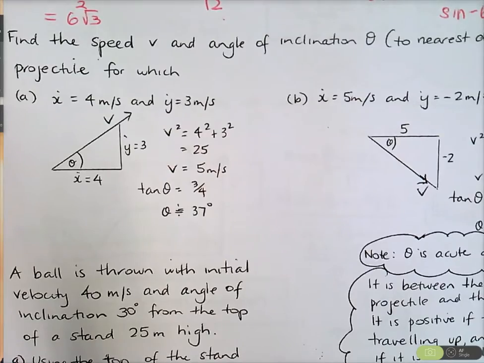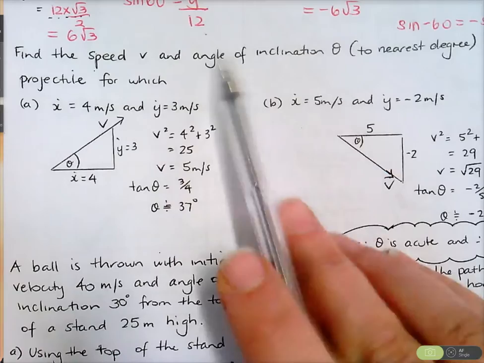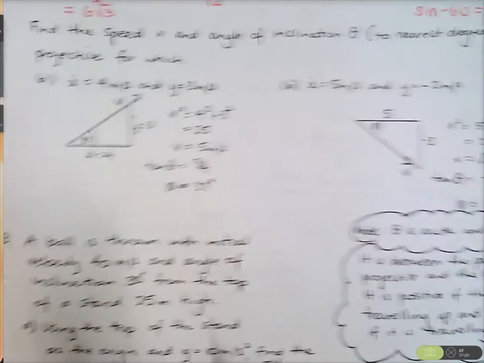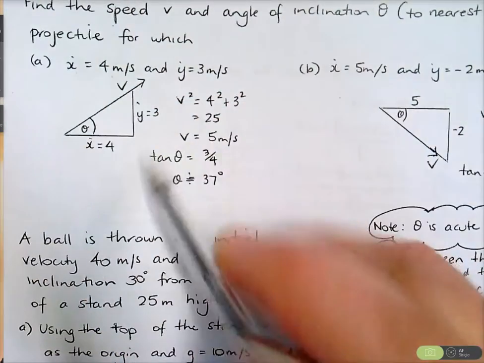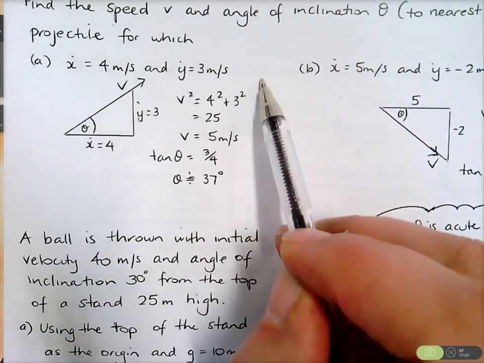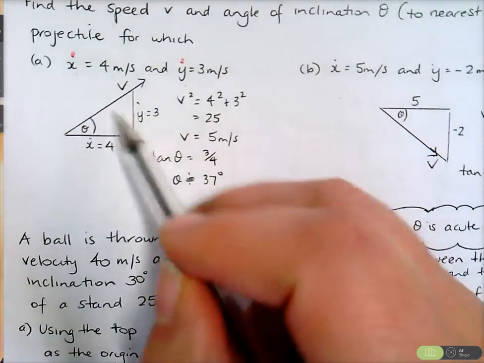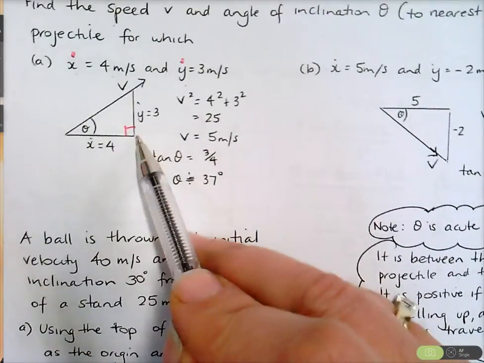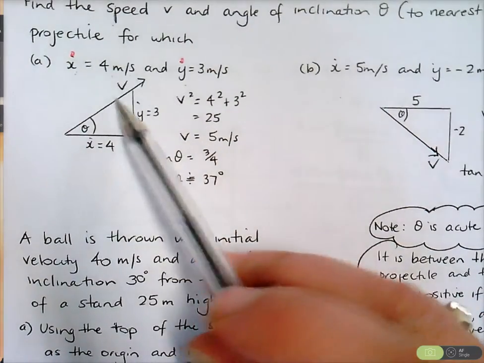Now, the next question says, find the speed v and angle of inclination theta to the nearest degree for a projectile for which x dot is 4 meters per second and y dot is 3 meters per second. So girls, x dot, y dot, horizontal component of velocity, vertical component of velocity. We draw the right angle triangle for velocity with a right angle here. x dot is 4, y dot is 3. This is Pythagoras' theorem. Okay? Tell me what v is.